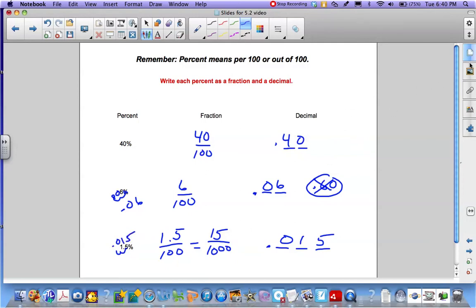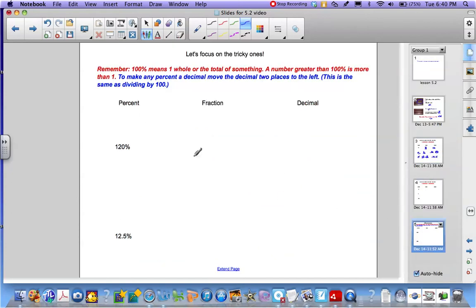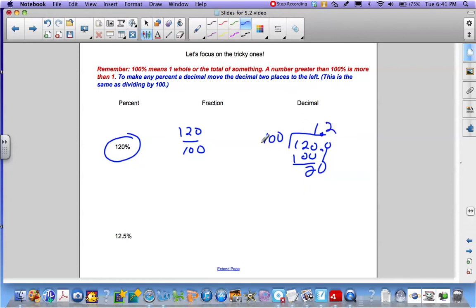Okay, so percent means per 100. Let's look at a couple of trickier ones here. 120% means 120 per 100. Now we know this number is going to be more than 1 because 100% is one whole. So when I'm making this a decimal, I know there's going to be a whole number in it. To make any fraction a decimal, you can divide the top by the bottom. Alright, I'll add my decimal and bring it right up. And 120% as a decimal is 1 and 2 tenths. And again, you could have just moved the decimal twice to the left.